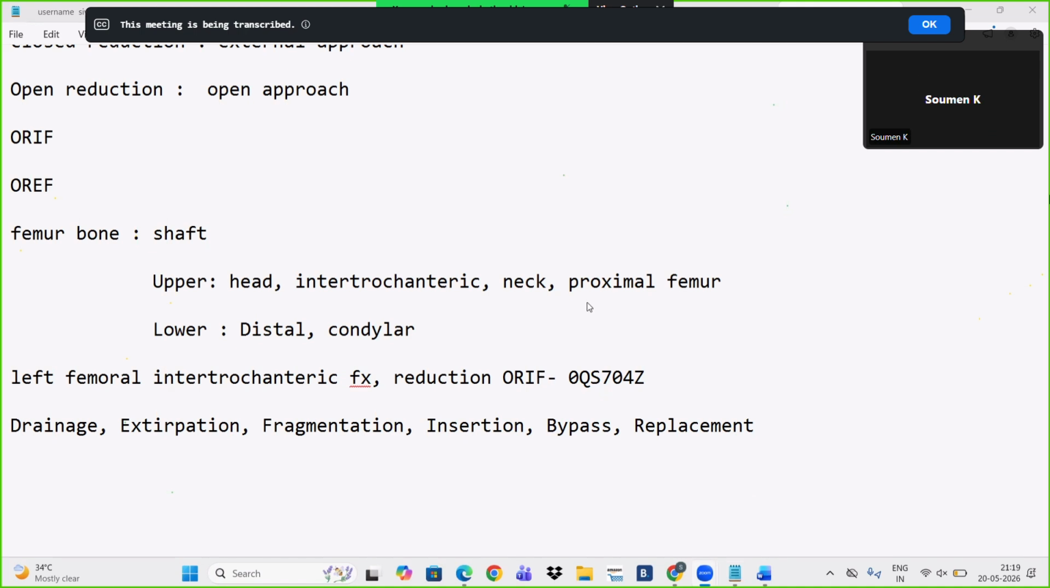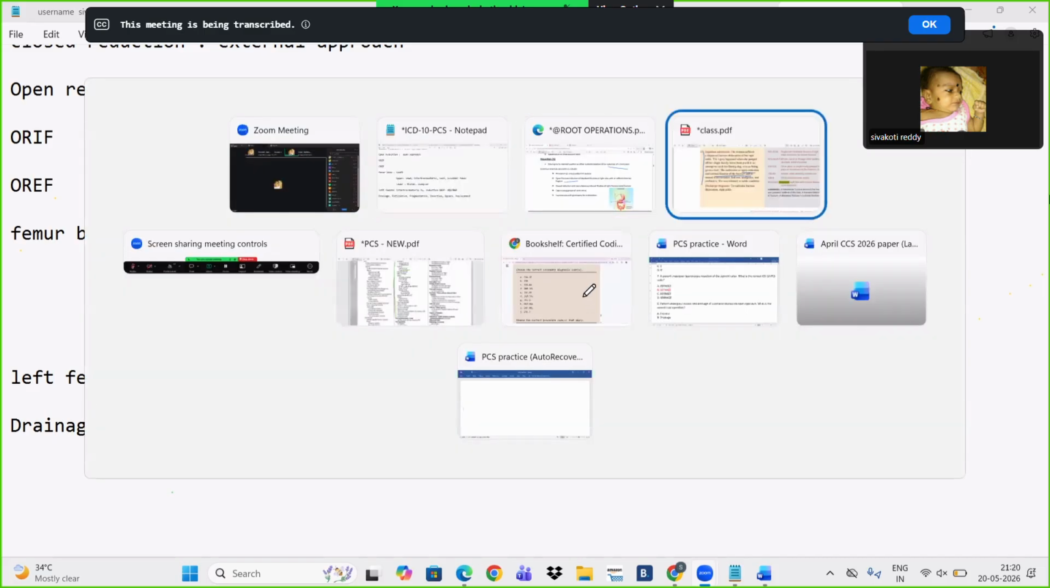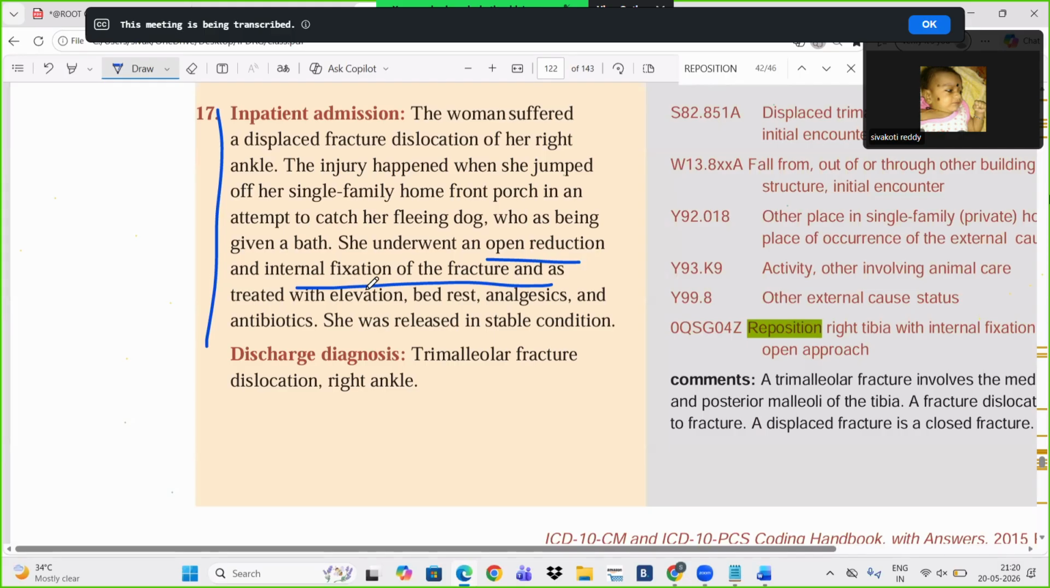For open reduction internal fixation, they will directly mention it as ORIF or OREF. Sometimes they will give ORIF, sometimes they will write open reduction internal fixation. Either the abbreviation or the definition they will give. They will definitely mention in the question how they are doing the reduction. Clearly they document.